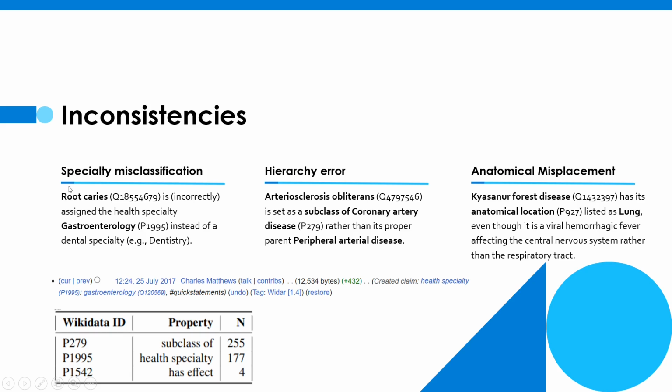Concerning the inconsistencies, we have found that there are some specialty misclassifications, like the misclassification of root caries to gastroenterology instead of a dental specialty, for example, dentistry. There are some hierarchy errors, for example, arteriosclerosis obliterans is said to be a subclass of coronary artery disease rather than its proper parent, peripheral arterial disease. And there are some anatomical misplacements like Kyasanur forest disease that is linked to the lung as anatomical location, even though it is a viral hemorrhagic fever that affects the central nervous system rather than the respiratory tract.